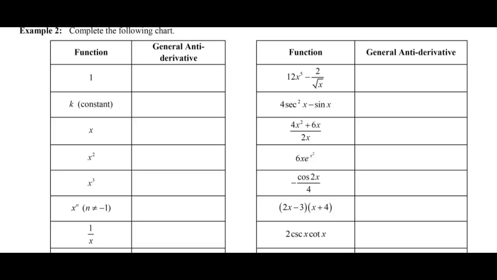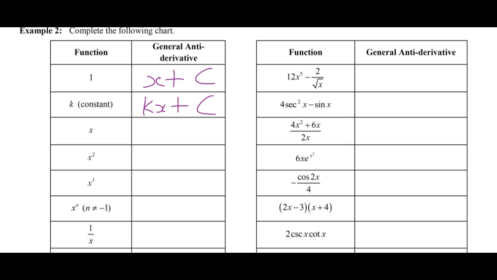If the function is 1, what's a general antiderivative for 1? X. But to make it general? Plus c. Always remember the plus c. When you're doing an antiderivative, there really is the plus c. For a constant k, it's kx plus c.